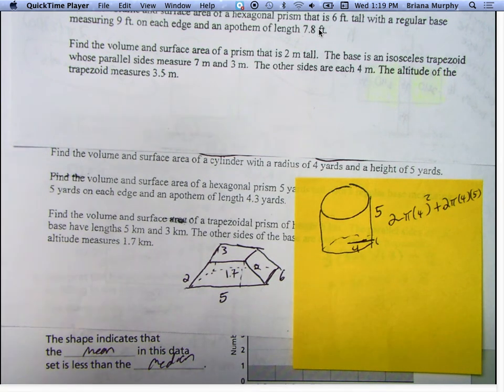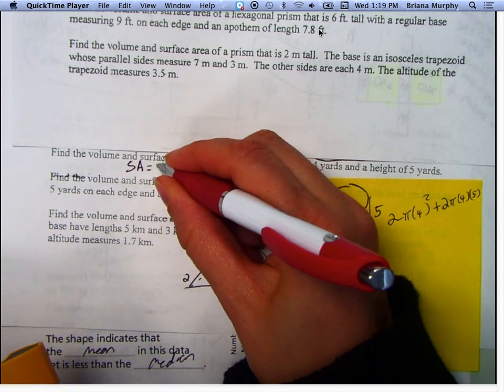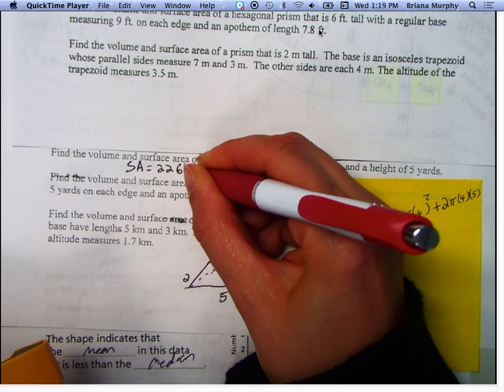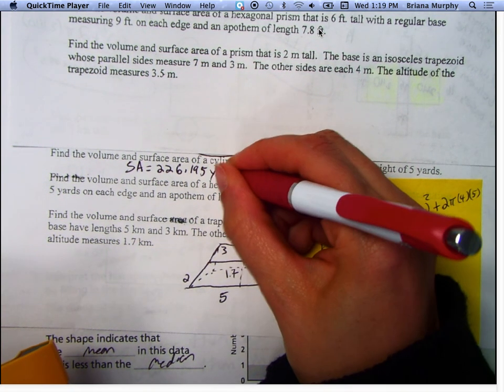So again, that's 2 pi 4 squared plus 2 pi 4 times 5. And that gives me the surface area, ladies in the back, 226.195, and that is yards squared.